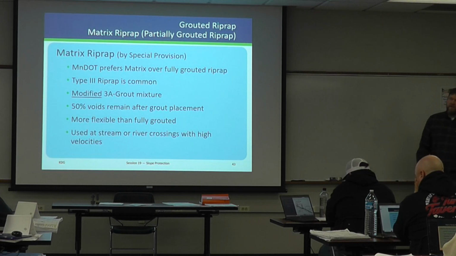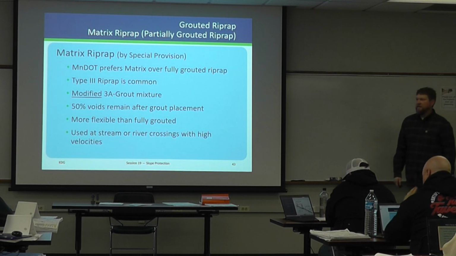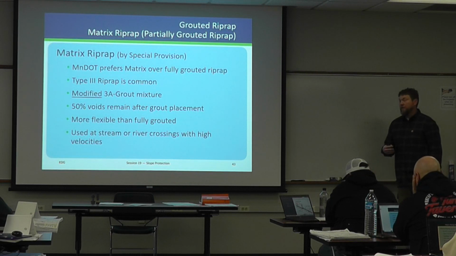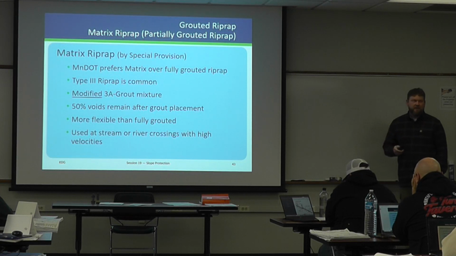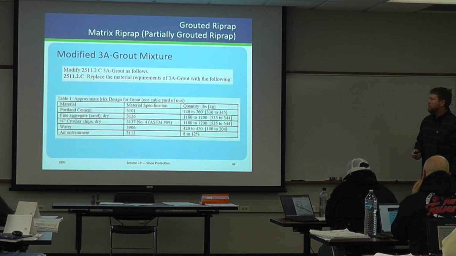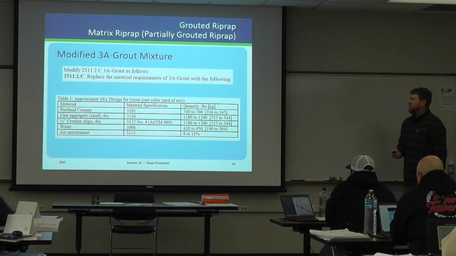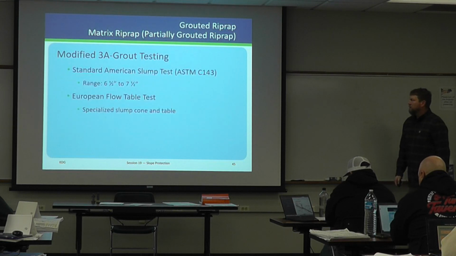And then often it's used at water crossings with really high velocities. And after last summer, with all the rain in District 7 in the southern part, at least for me anyway, you see how important this slope protection is for the structure. So here's an example spec from that special provision, just for your information here in this packet.